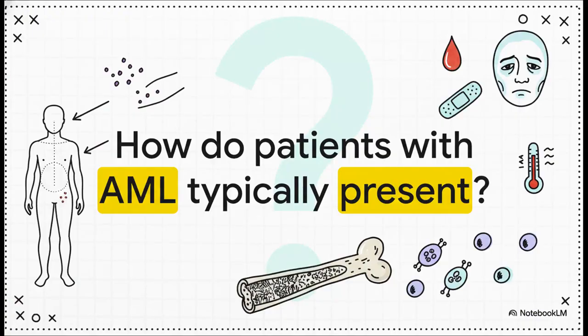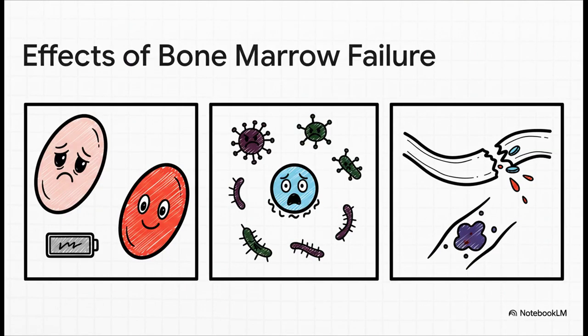So this is the million-dollar question, right? What does this actually look like in the clinic? What are you going to see? Well, the signs are all tied to that classic triad of bone marrow failure. And this slide just lays it out perfectly. It all comes down to this triad of problems.